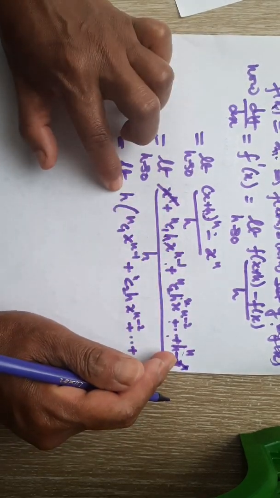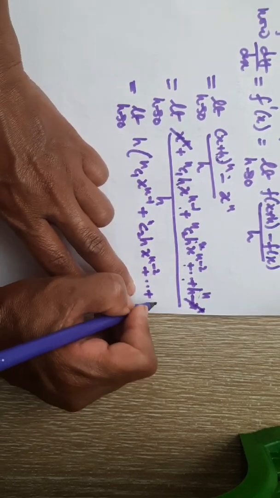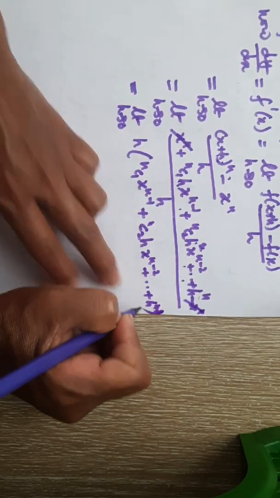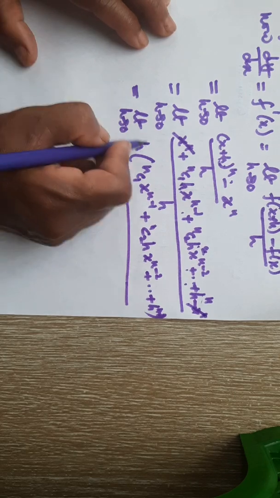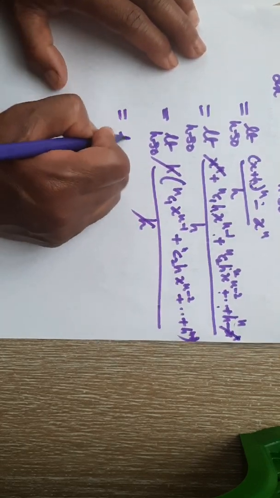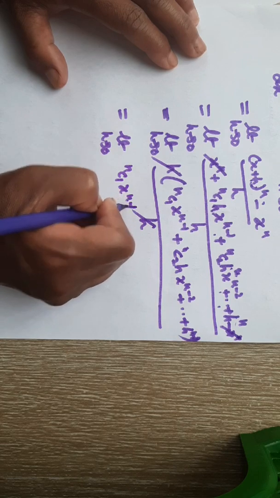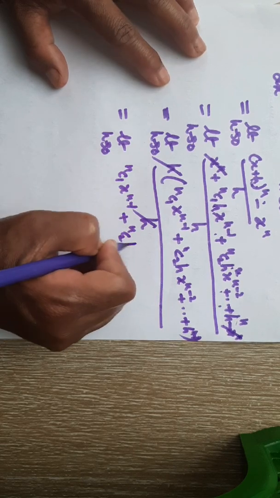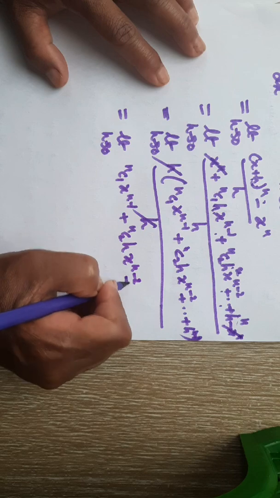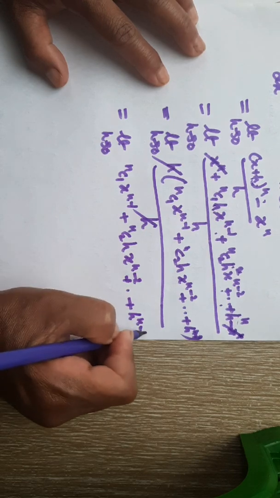Since one h has been taken out, it will be h^(n-1), divided by h. Now h and h can be cancelled. It is limit h tends to 0 of nC1 x^(n-1) plus nC2 h x^(n-2) plus so on plus h^(n-1).